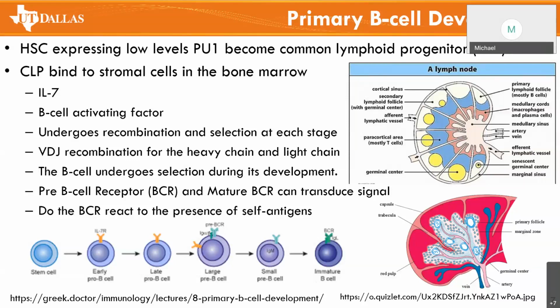Once it makes it through the different stages of development in the bone marrow, it will then move into a secondary lymphoid organ, such as the lymph node or the spleen.